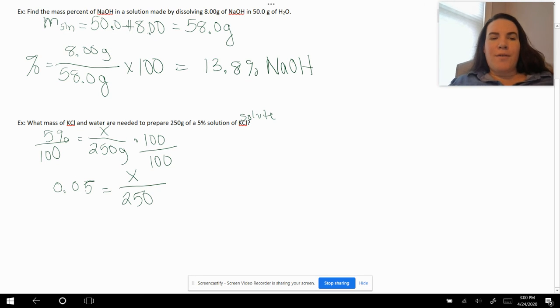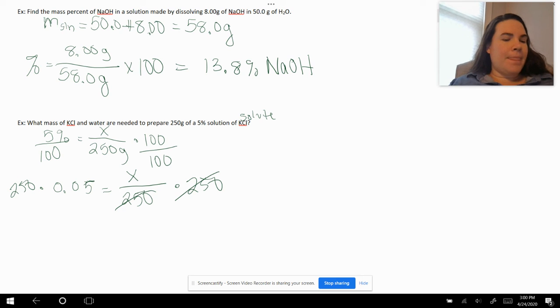All right, so 0.05 is equal to X divided by 250. Then we want to get mass of the solute by itself, so we multiply by 250 on both sides. Cross those out. And with this one, technically we should only have one sig fig. So I'm going to do two answers. So x is either 12.5 for keeping all the sig figs from the calculator, grams, and that's KCl. Technically 1 is best, so 10 grams.